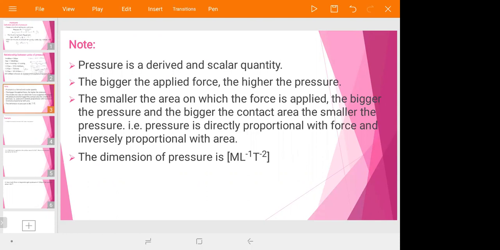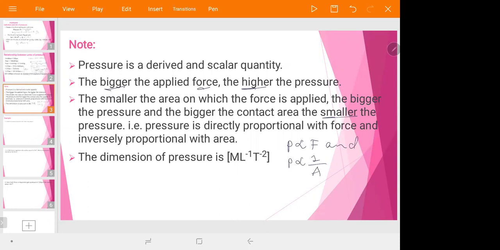The bigger the applied force, the higher the pressure, and the smaller the area on which the force is applied, again the bigger the pressure. The bigger the contact area, the smaller the pressure. This shows pressure is directly proportional to force and inversely proportional to surface area.